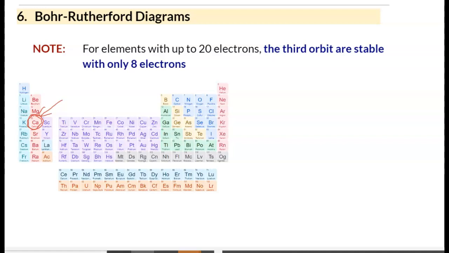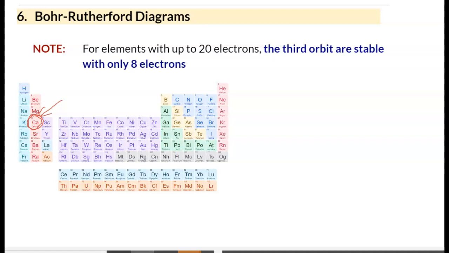So what you need to know is up to calcium, i.e. elements with 20 electrons, we're going to say that that third orbit or energy level is going to be stable with 8 electrons. And we're not going to fiddle too much with doing the Bohr-Rutherfords beyond element 20, because that's where things are not exactly ideal, and we can't really use the trend on the periodic table to help us predict atomic configuration, electron configuration.